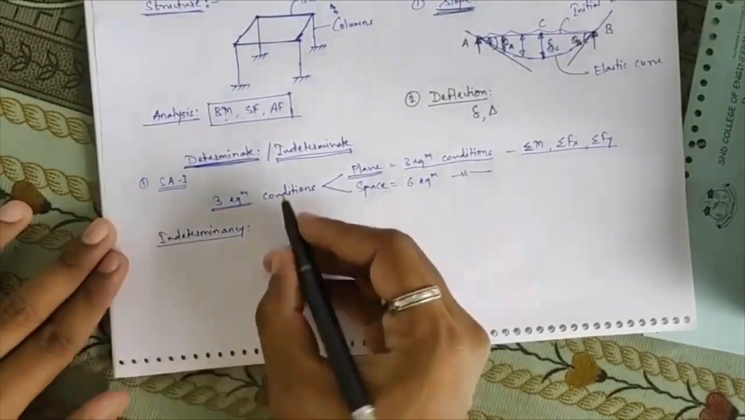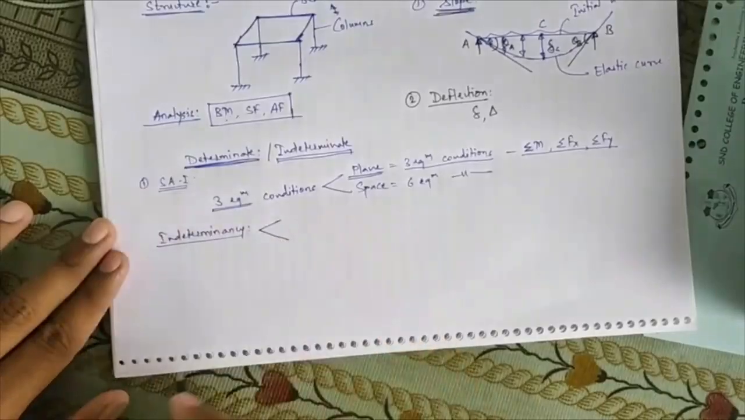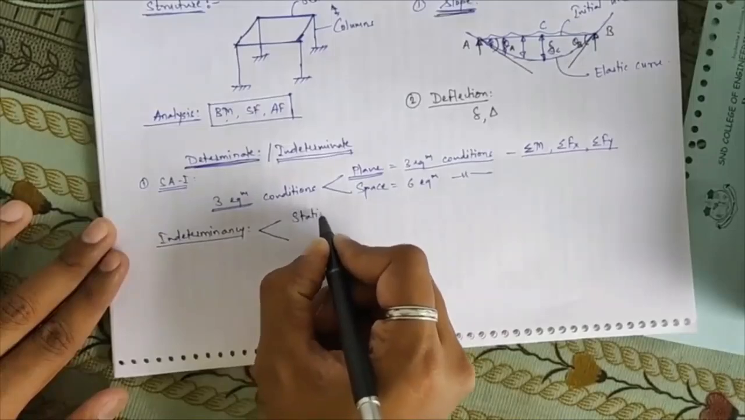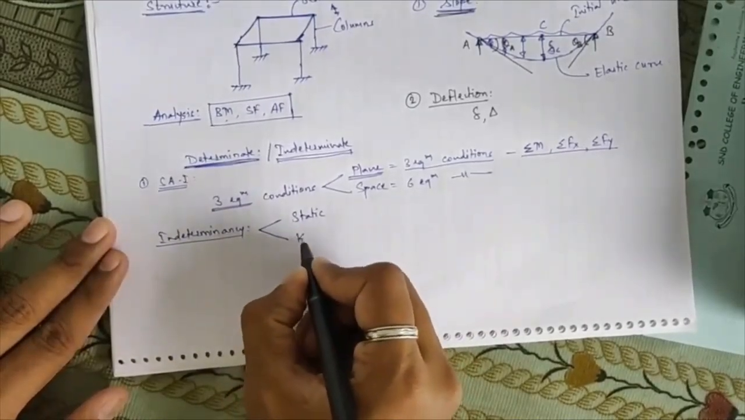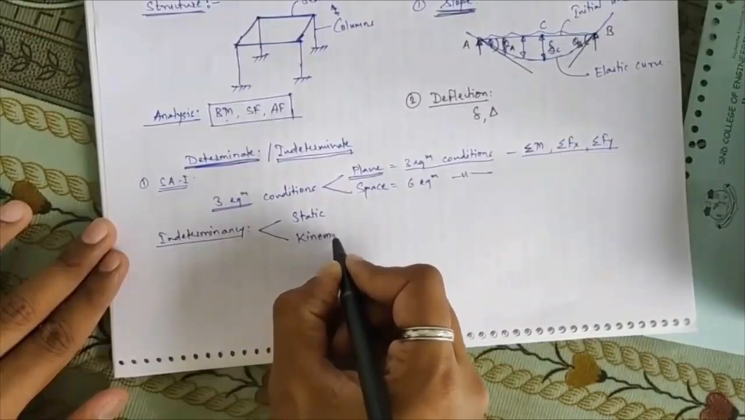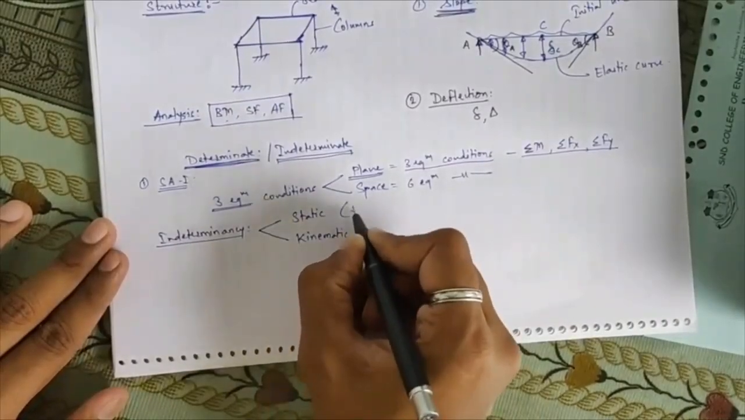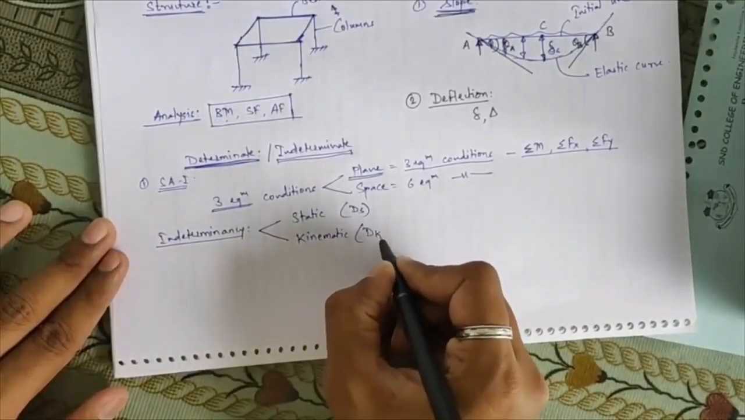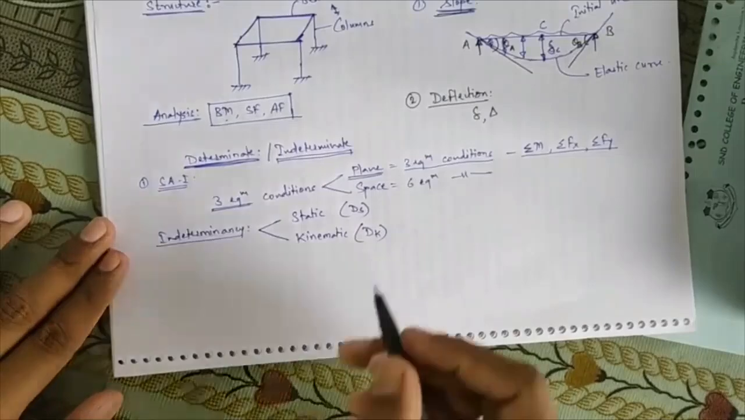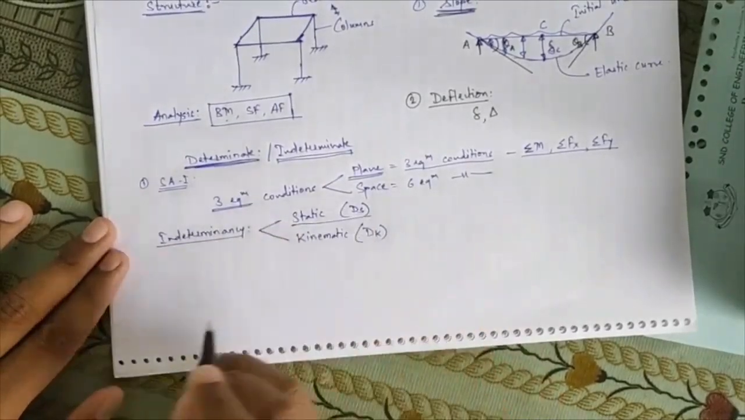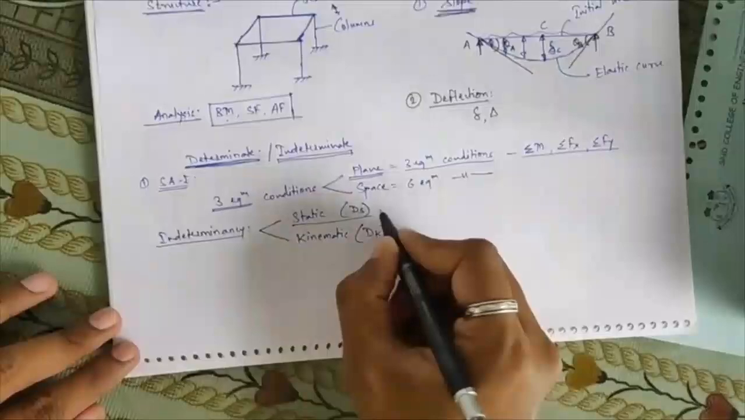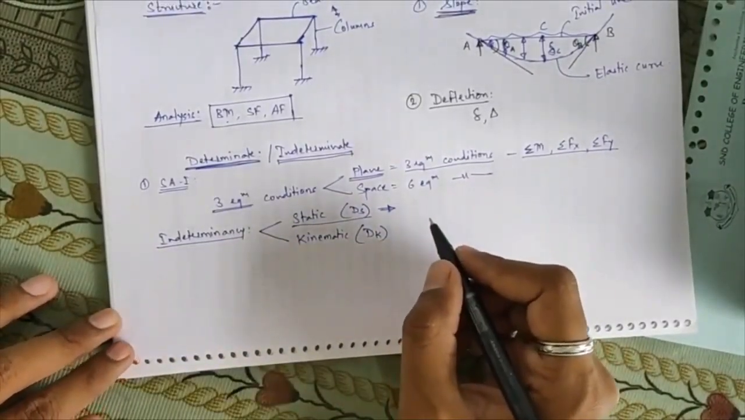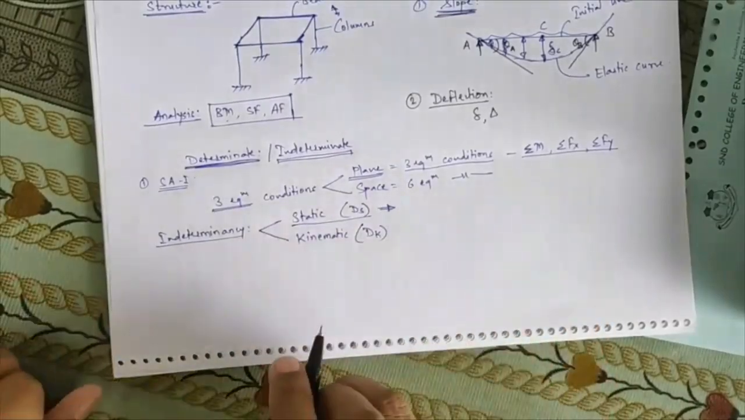This indeterminacy is of two forms. Which are those? That is static indeterminacy, and second, kinematic indeterminacy. We denote static indeterminacy by Ds, and kinematic indeterminacy by Dk. First we'll see static indeterminacy.